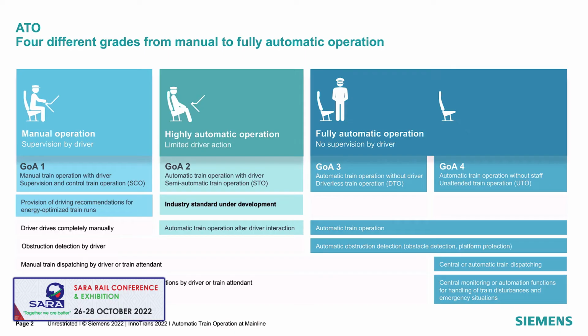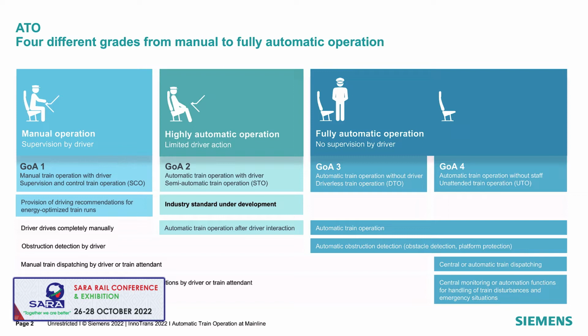So GoA 1 is more or less what we all know, that is the train operation by a train driver. The train driver drives completely manually, sees the obstruction in front of the train with his eyes, and can manually dispatch the train. He decides when he starts from the platform. So all is manual, as we well know.